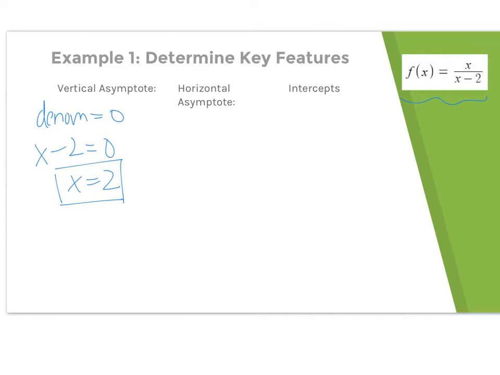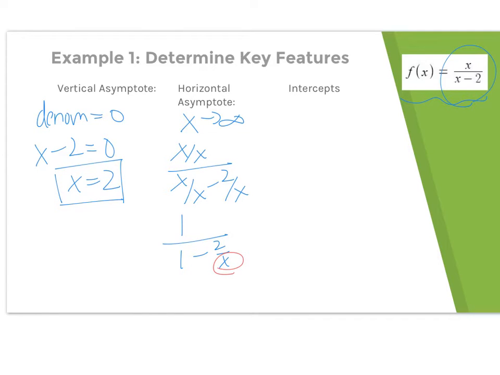The horizontal asymptote happens as x gets very large. What happens to y? Looking over here, as x gets large, we have infinity on top and infinity on bottom, and that's hard to compare. So what we're going to do is divide every single term, top and bottom, by x. Then I get 1 over 1 minus 2 over x. And now we know that as x gets very, very large, this term goes to 0, and I'm left with 1 over 1. So the horizontal asymptote is y equals 1.